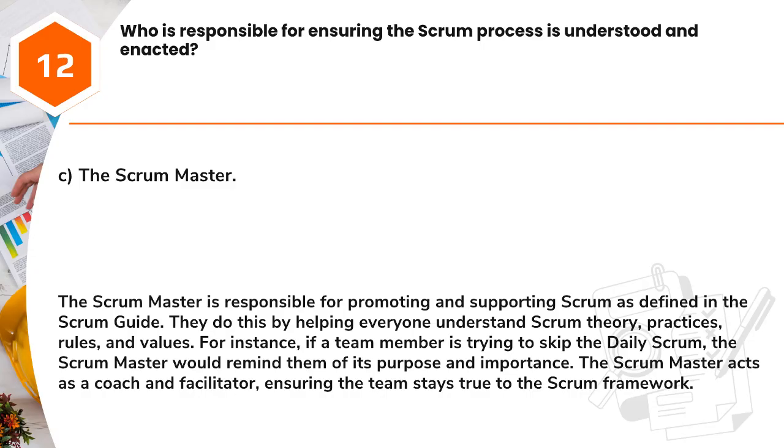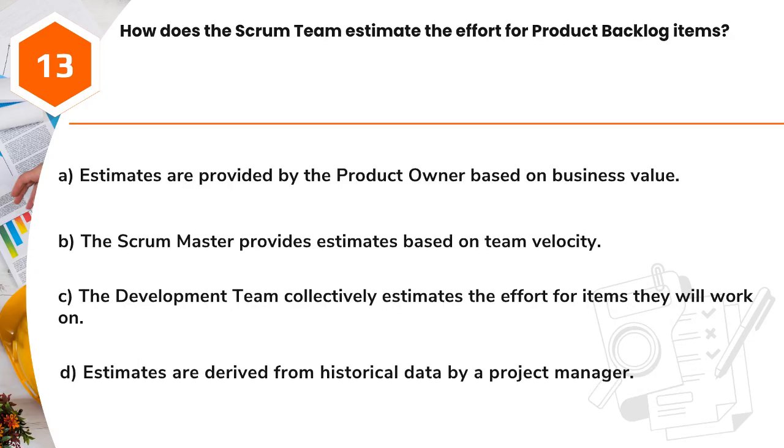Question 13. How does the Scrum team estimate the effort for product backlog items? A. Estimates are provided by the product owner based on business value. B. The Scrum Master provides estimates based on team velocity. C. The development team collectively estimates the effort for items they will work on. D. Estimates are derived from historical data by a project manager.